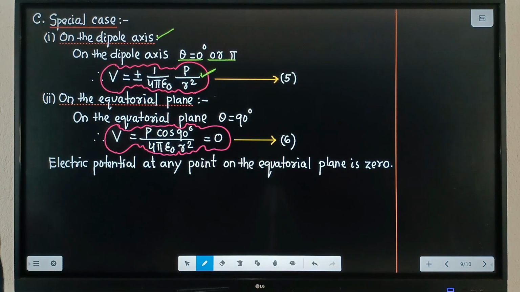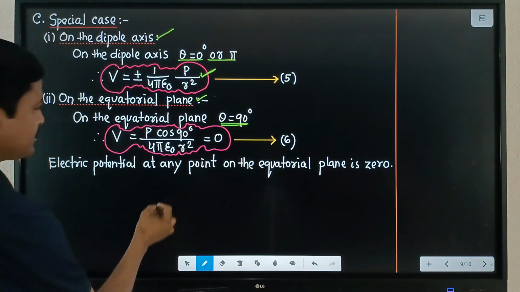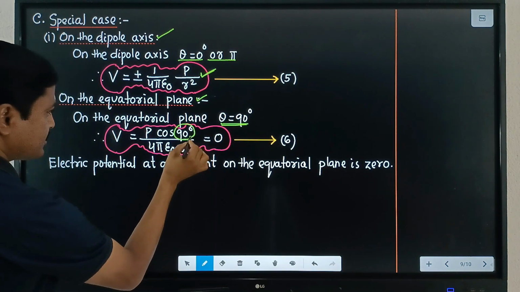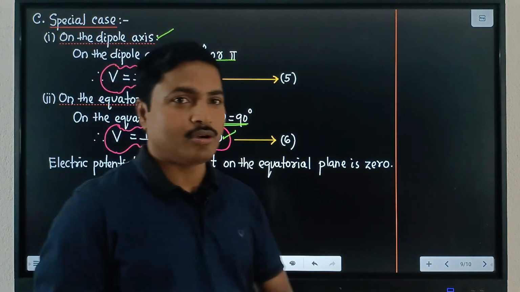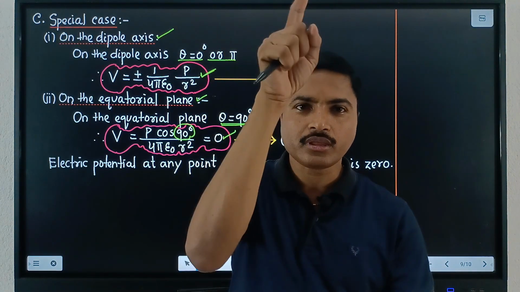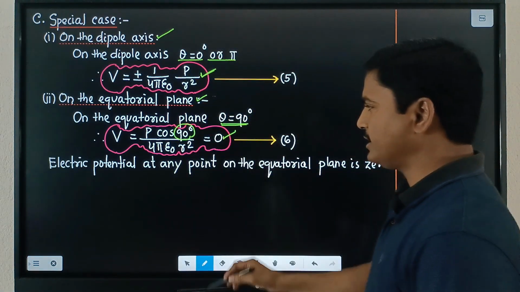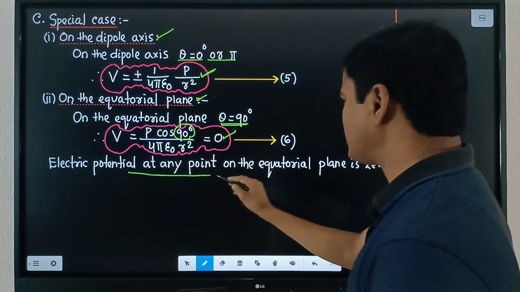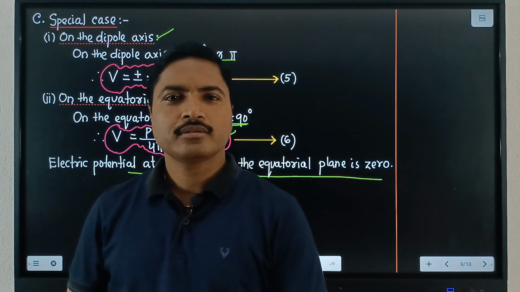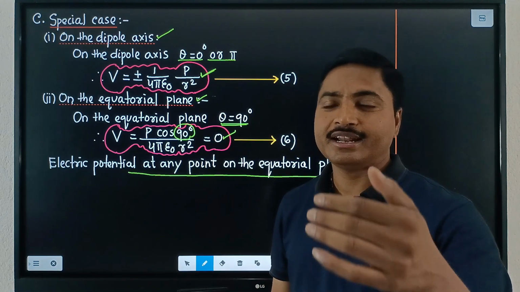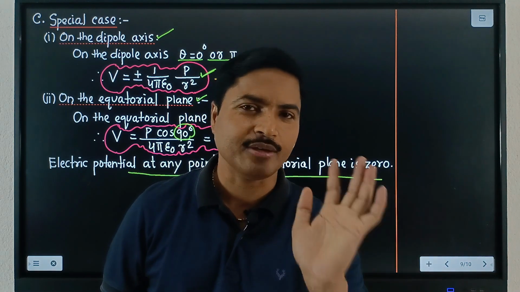Similarly, on the equatorial line or equatorial plane, theta is equal to 90 degree. So in place of theta you put 90, and cos 90 is equal to 0. So 0 divided by something is equal to 0. That means on the equatorial line, the electric potential is equal to 0. Clear? So finally, the electric potential at any point on the equatorial plane is 0. And this is all about the electric potential at any point due to an electric dipole.